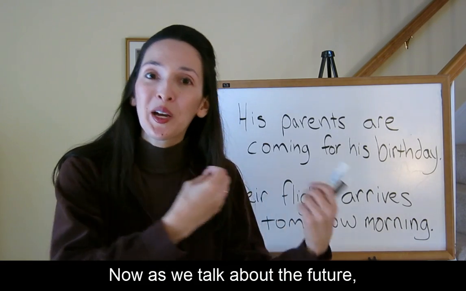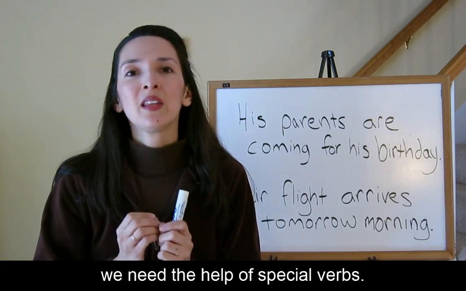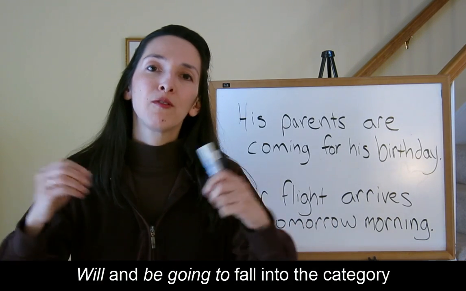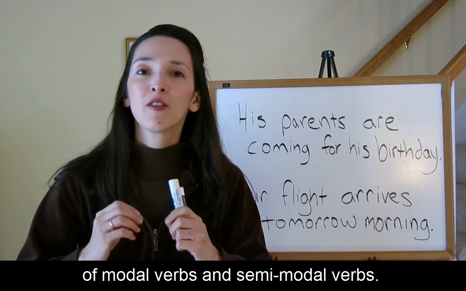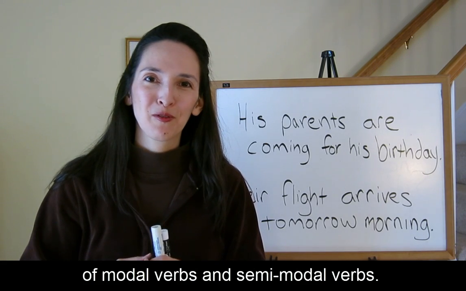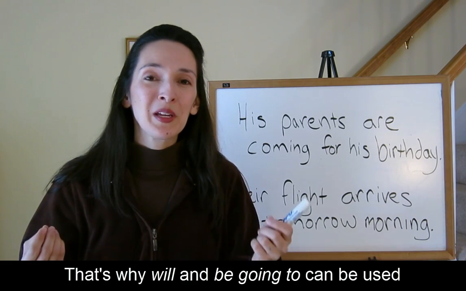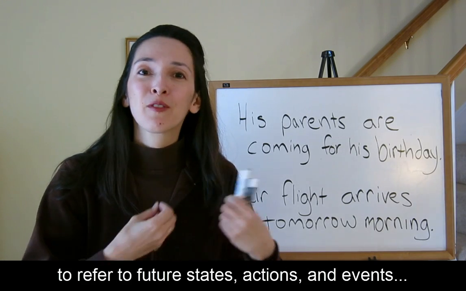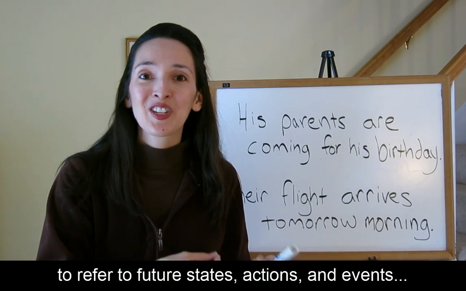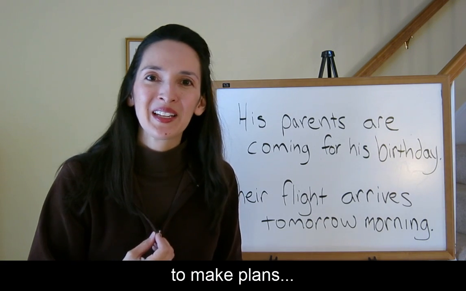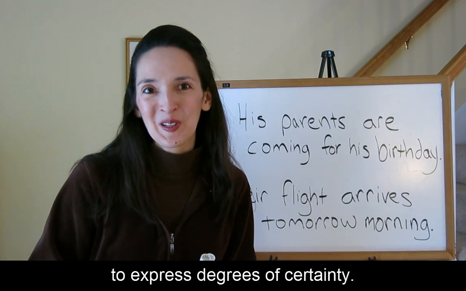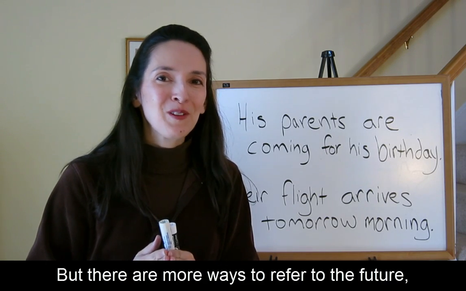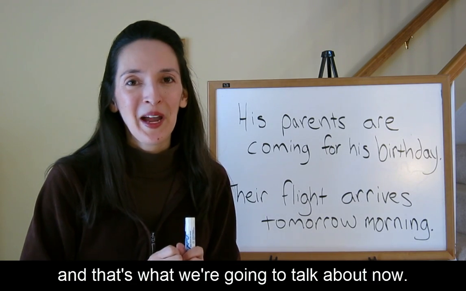Now, as we talk about the future, we need the help of special verbs. Will and be going to fall into the category of modal verbs and semi-modal verbs. That's why will and be going to can be used to do so many different things: to refer to future states, actions, and events, to make plans, to express degrees of certainty. But there are more ways to refer to the future, and that's what we're going to talk about now.